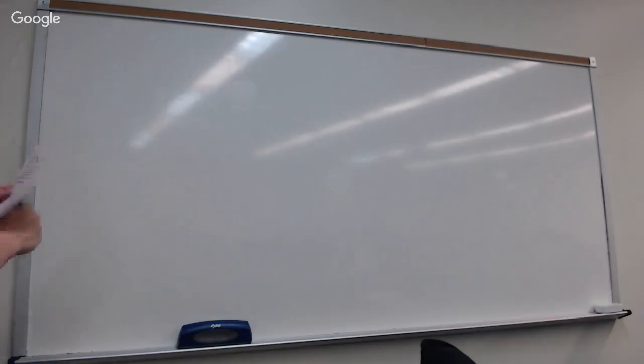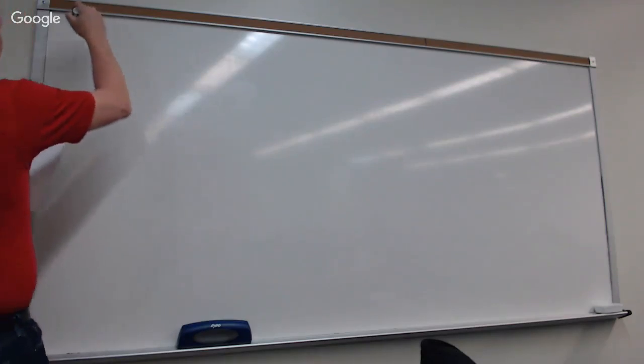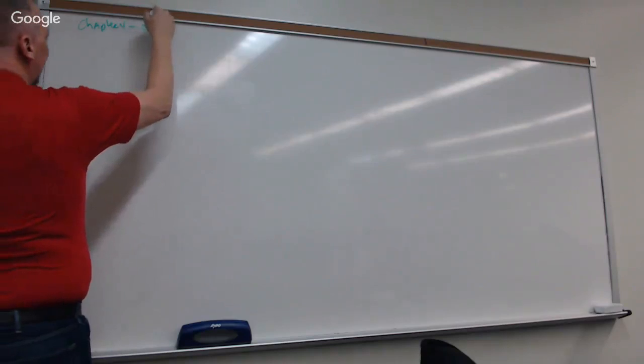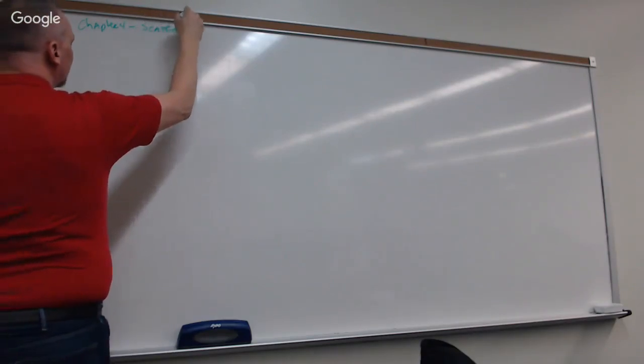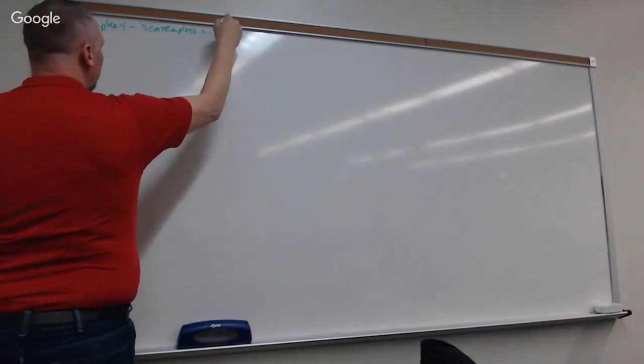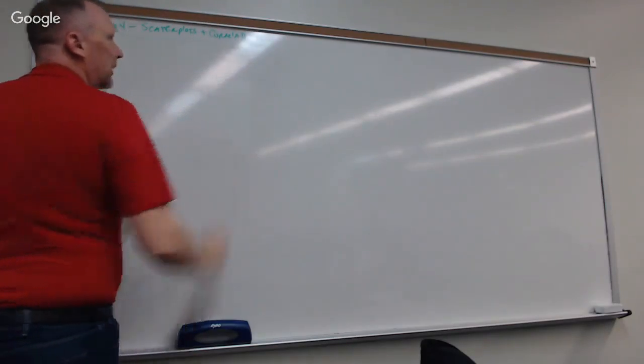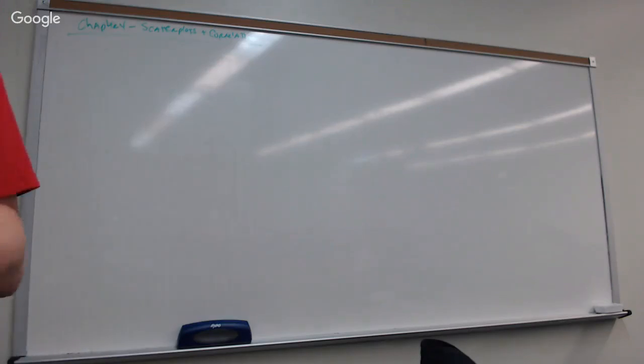Okay, here we go. So we're on chapter 4, which is on scatterplots and correlation. Okay? These two topics are very interrelated with each other. Okay? So let's first talk about a scatterplot.